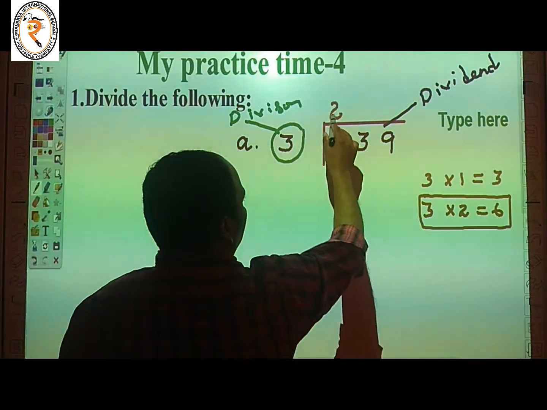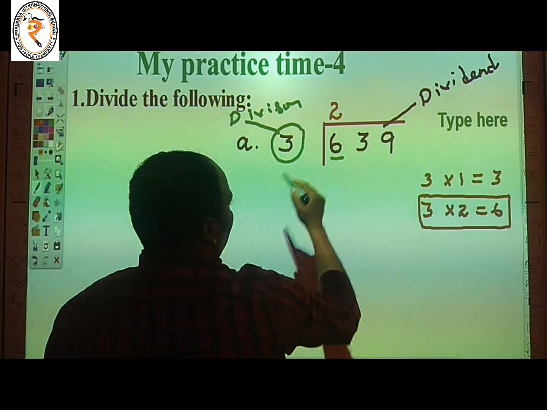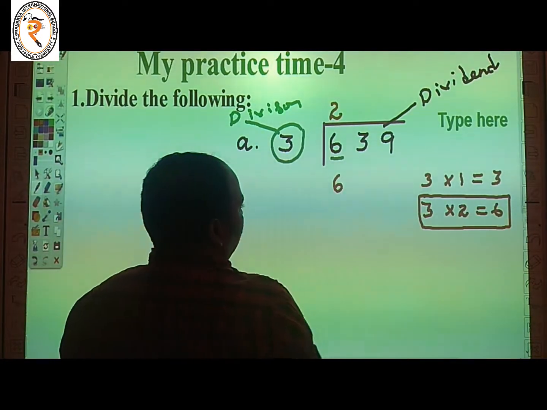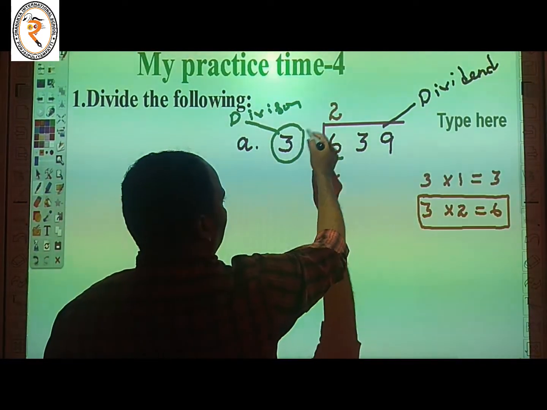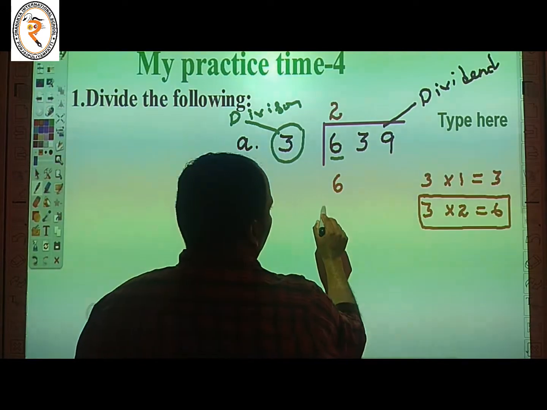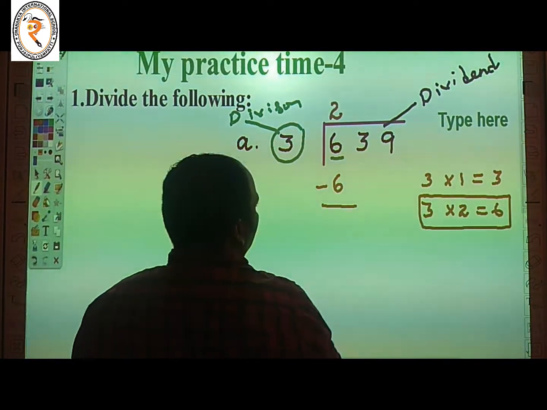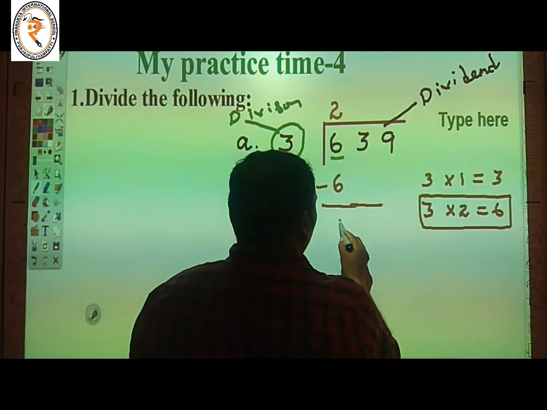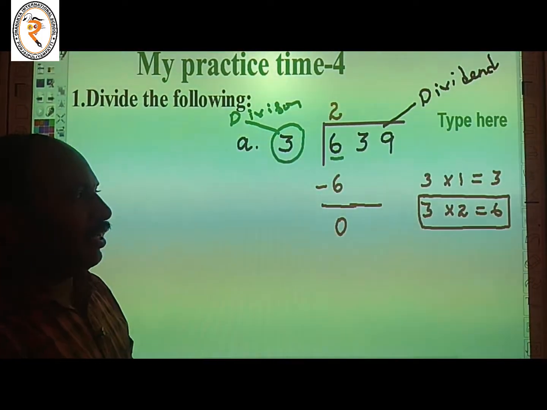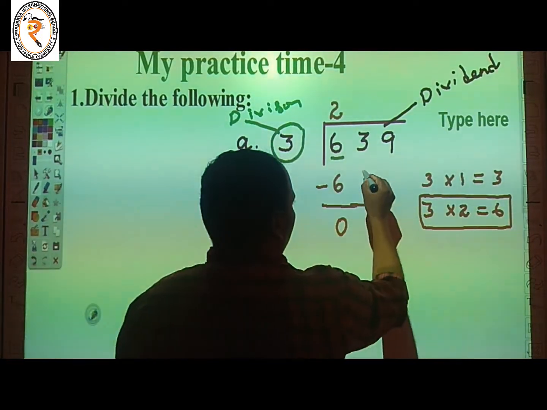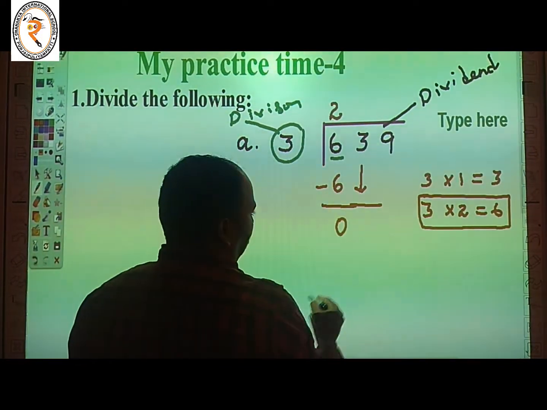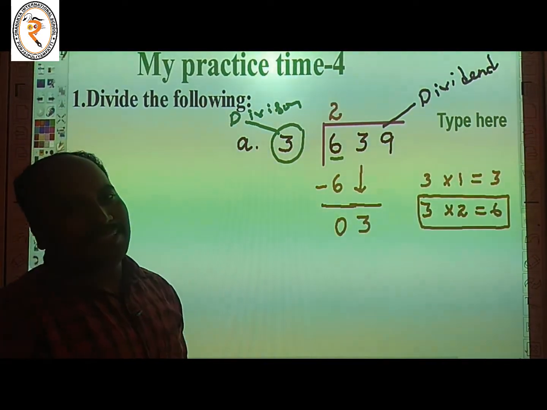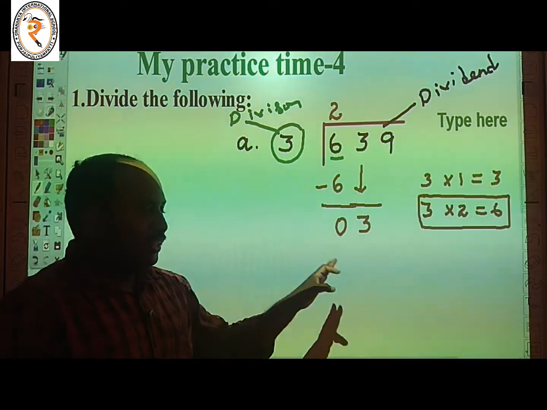It is the quotient part. 3 2s are 6, so the divided part is 6. Next we minus: 6 minus 6 is equal to 0. Next, bring down 3. The new divided part is 3.